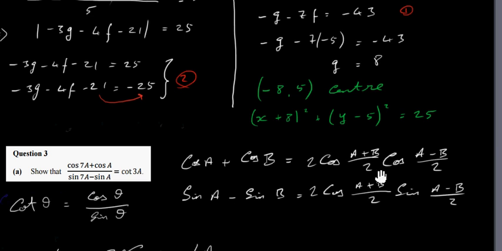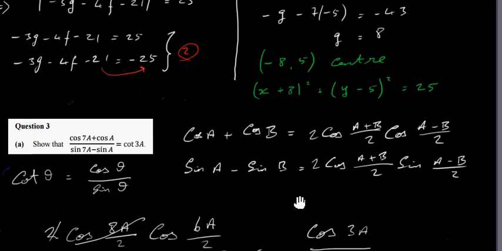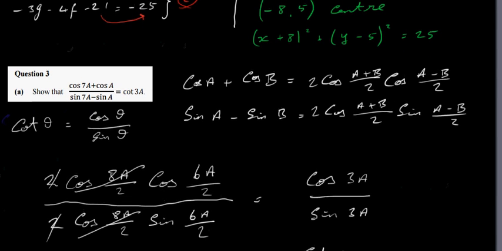Now I'm going to use these two particular trigonometric identities here that are in your maths tables. Cos a plus cos b is equal to 2 cos (a plus b) over 2, cos (a minus b) over 2, then sin a minus sin b is equal to 2 cos (a plus b) over 2, sin (a minus b) over 2. These are in your maths tables. So I've written them out here.